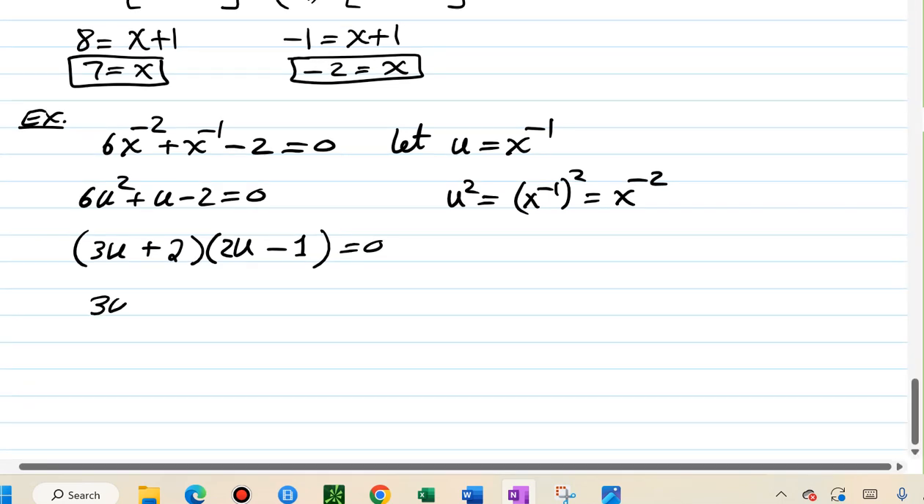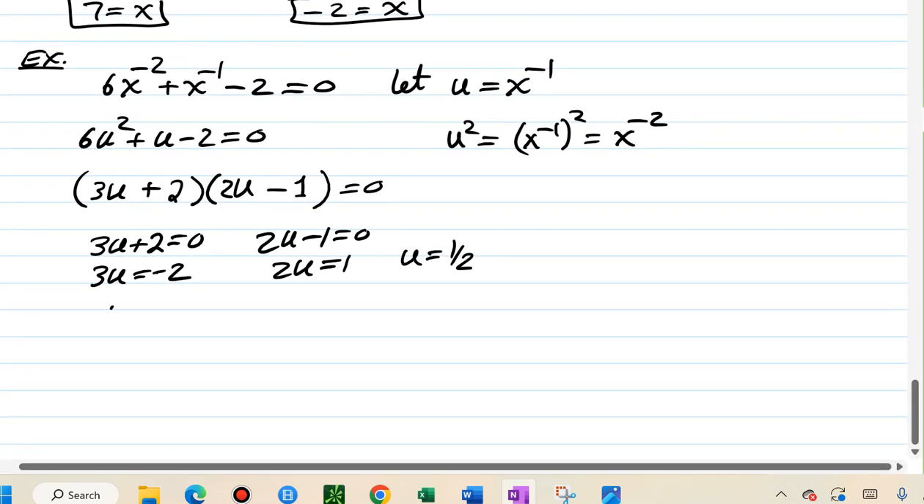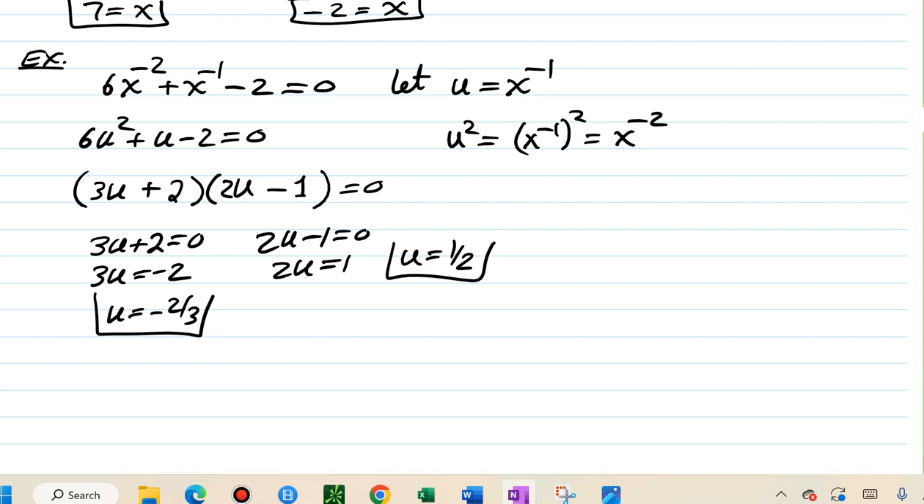For each factor, next the zero factor property kicks in. Each of those factors may be 0, and we pick up u equals 1/2 in here, 3u plus 2 equals 0, and we pick up u equals -2/3 over here. Again, we're not done with this because this is a solution for u. We need to solve for x.